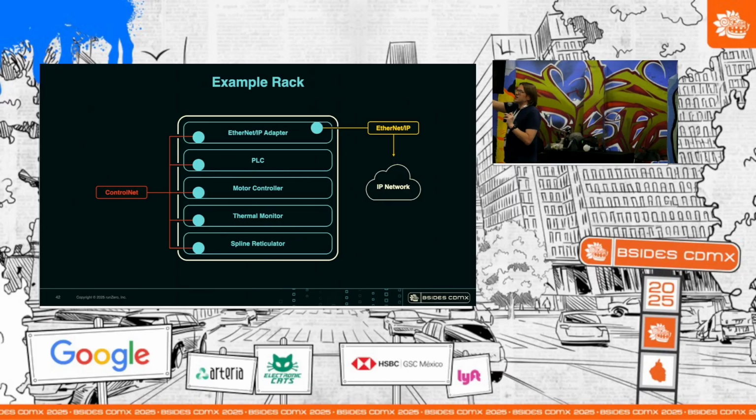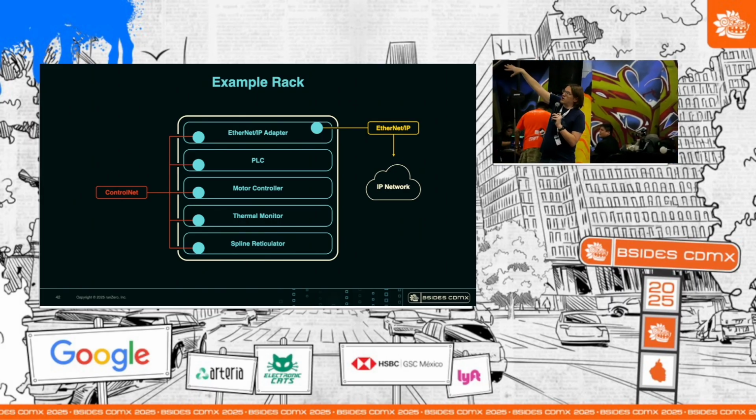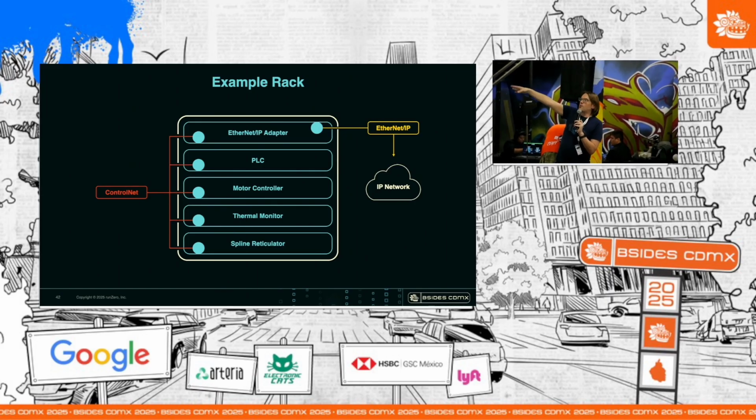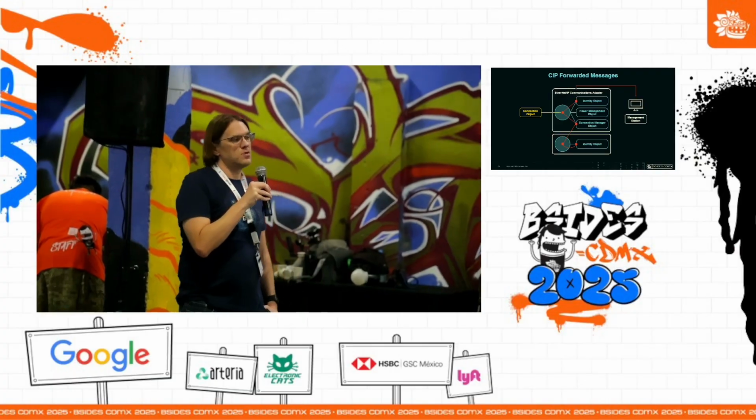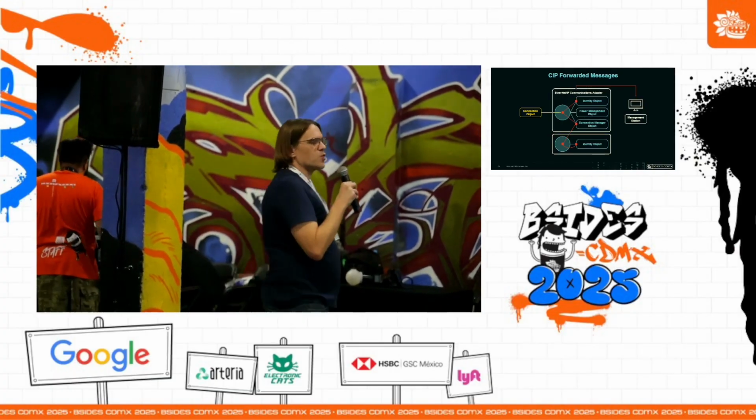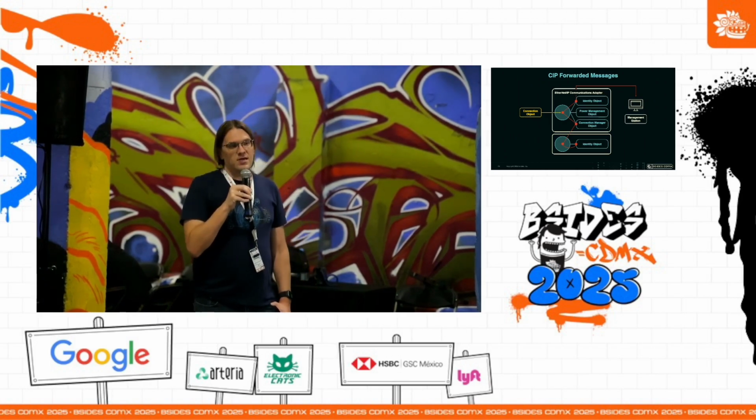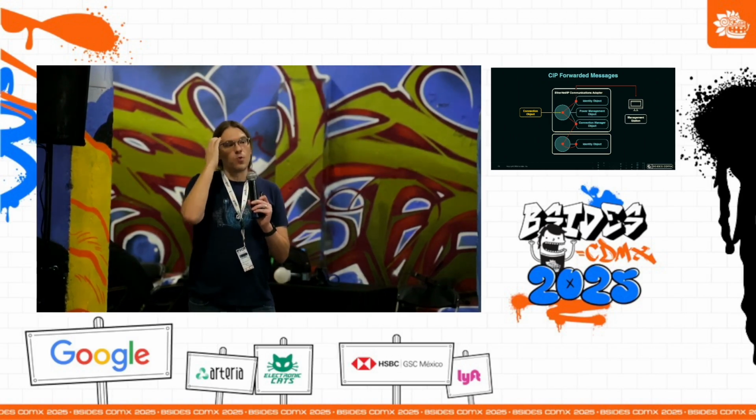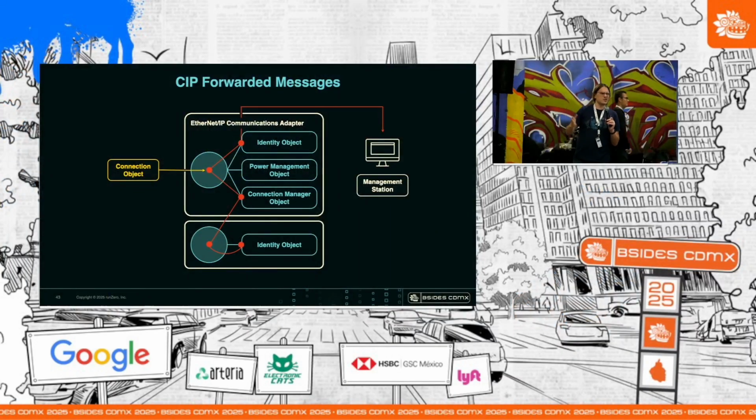So here's an example rack. You've got your Ethernet IP adapter, you've got your IP network, you've got the Ethernet IP protocol, you've got your programmable logic controller, your motor controller, you've got all those little modules, and they're all doing whatever it is they're doing, making things spin, turning things on and off. Well, each of those in the CIP protocol is required to have an identity object. An identity object is an object that tells you what that device is. And I'll show you in a minute, but there's basically a set of attributes it's required to have to tell you what it is.